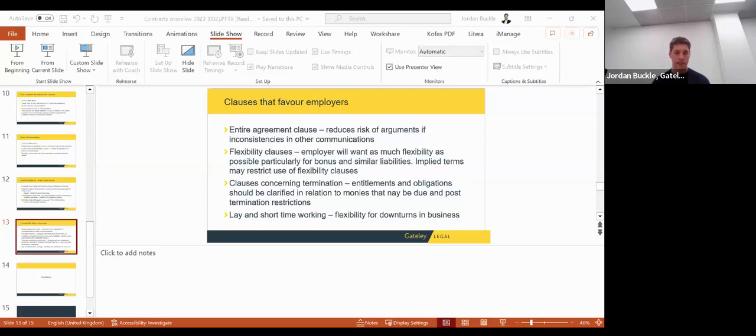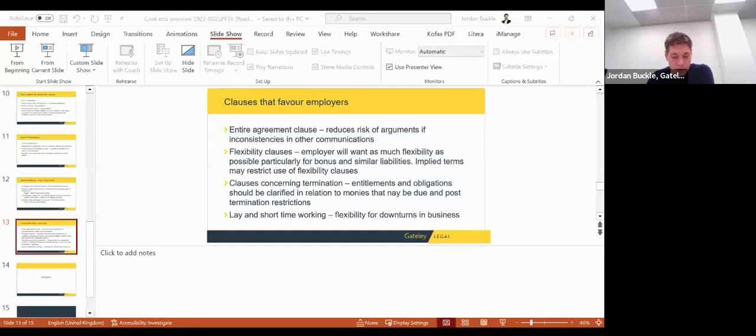And then clauses concerning termination. So the contract should set out the extent of the employee's entitlements and obligations upon termination. In relation to entitlements, the clause should identify whether a right to any bonus payment will remain after notice has been given. Bonus clauses may sometimes differentiate between the circumstances in which an employment relationship might end and might provide for bonuses to be payable to good leavers.